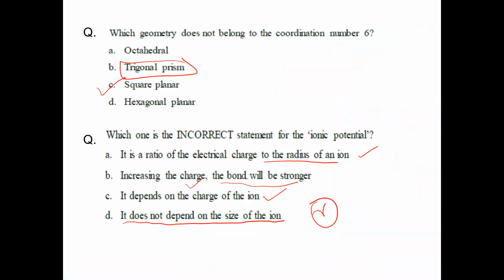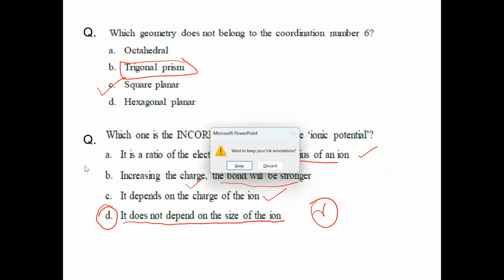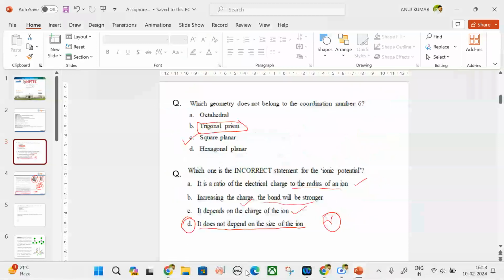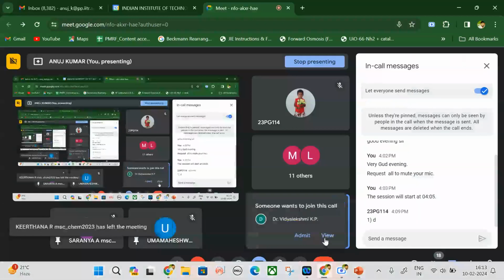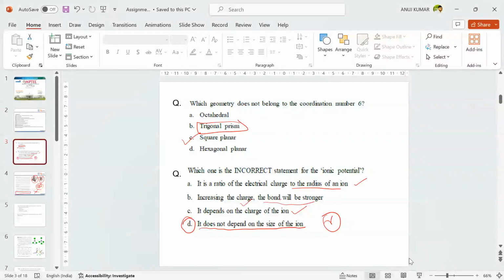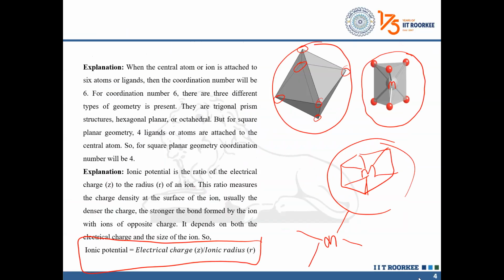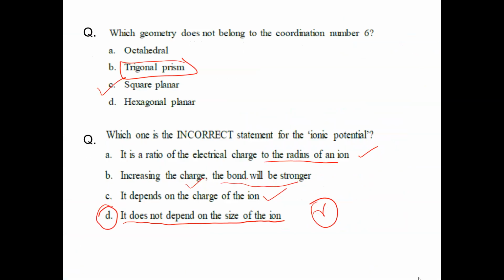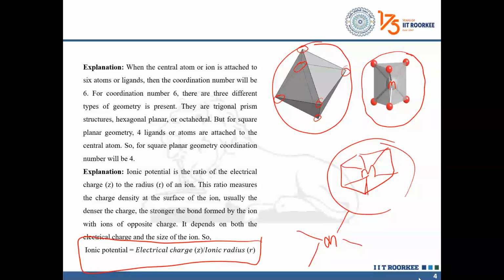Okay, right? So what is the incorrect statement? This one. Clear? So the last one is the incorrect statement because the ionic potential depends upon the size, right? So I am moving forward to the next two.